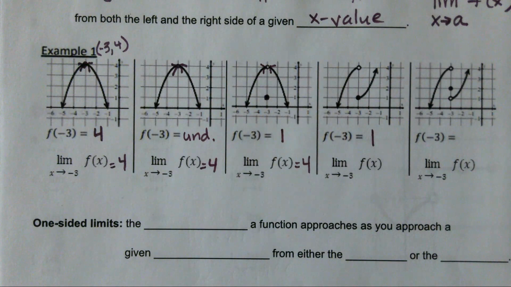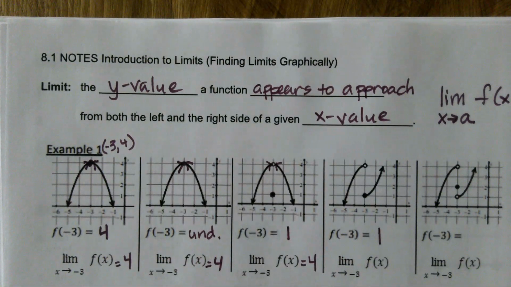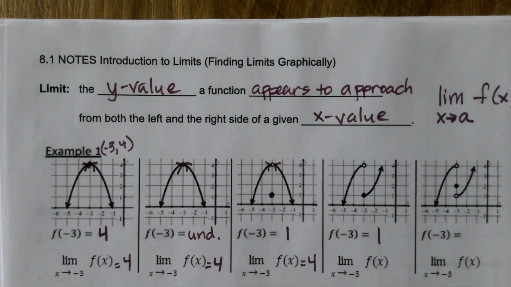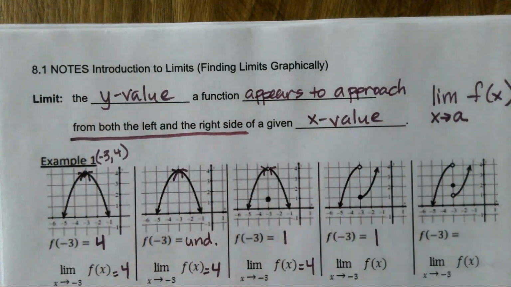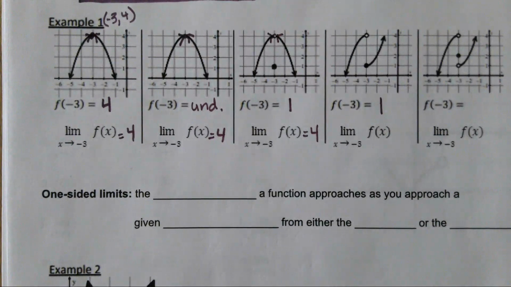Okay. Now, my limit. I'm going to go back up to my definition of a limit. It is the y value that the function appears to approach from both the left and the right side of a given x value. Meaning that when I try to find my limit, I have to come in on both sides, and they have to come together. So I look at this problem on the left-hand side, coming in from the left. If I could divide a line here, I have a left side and I have a right side. And on the left-hand side, it's going up to 4.